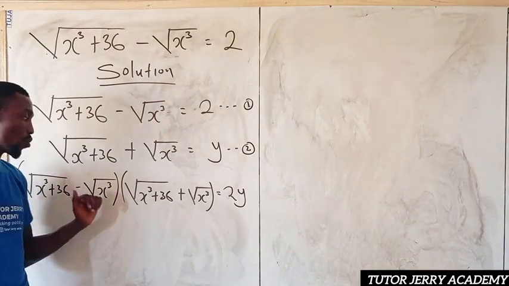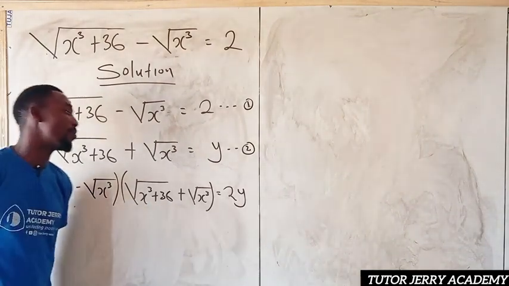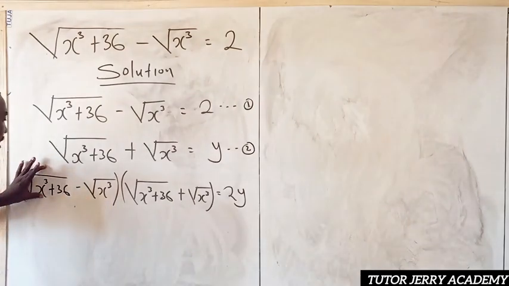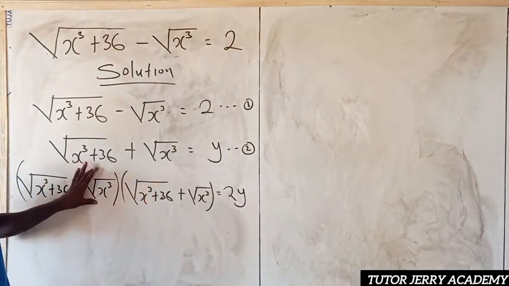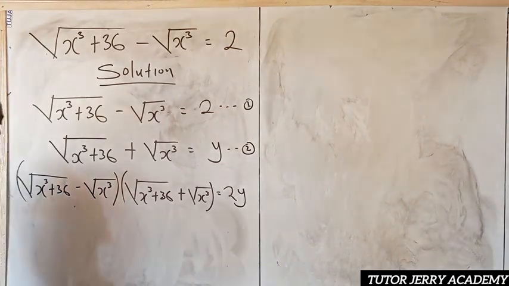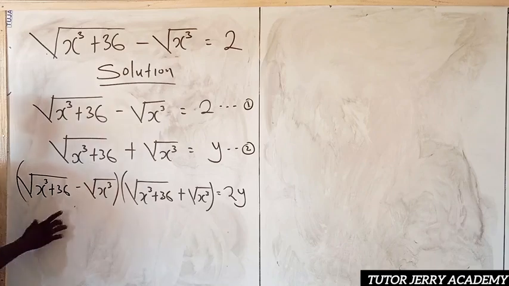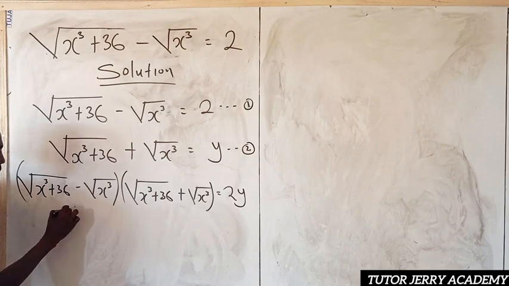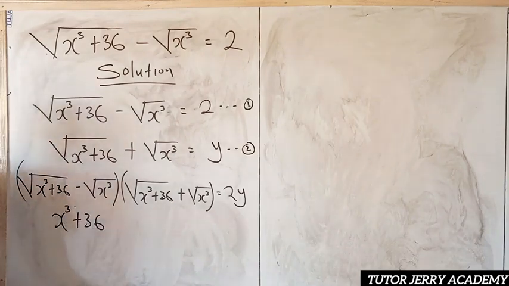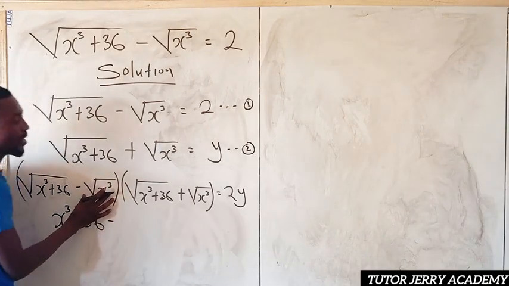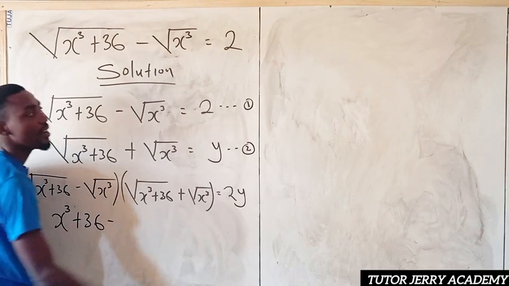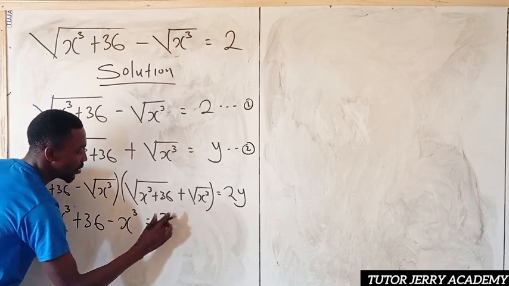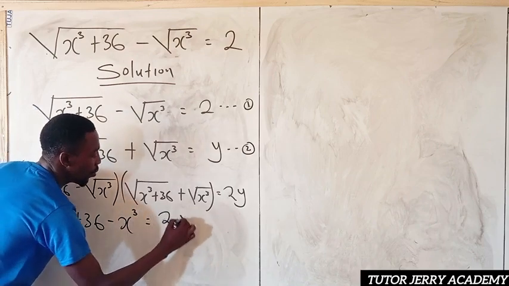If you look at this, this is nothing but the difference of two squares. From the idea of difference of two squares, you don't need to expand. It is telling us this side multiplied by this side, minus this side multiplied by this side, then we are done. So the square root of s to the power of 3 plus 36 multiplied by itself is s to the power of 3 plus 36, minus the square root of s to the power of 3 multiplied by itself, which is s to the power of 3, equals 2y.